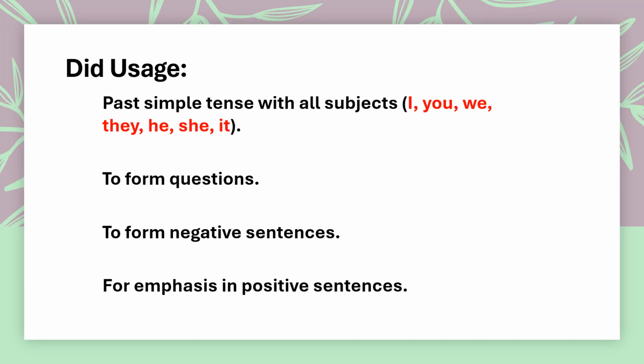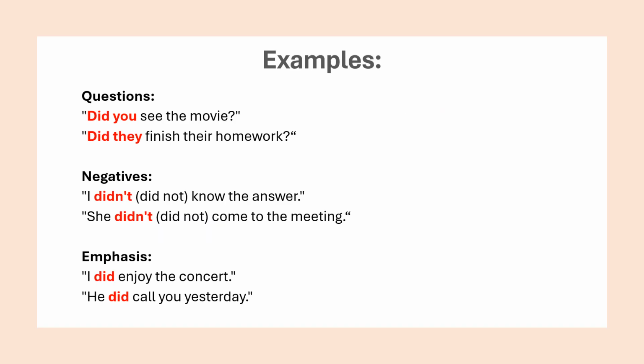Usage of did. Did is used in the past simple tense with all subjects I, you, we, they, he, she, it. It is used to form questions, negative sentences and for emphasis in the positive sentences. Examples of usage of did. Did you see the movie? Did they finish their homework? When we use did, we will use the first form or the main form of the verb.